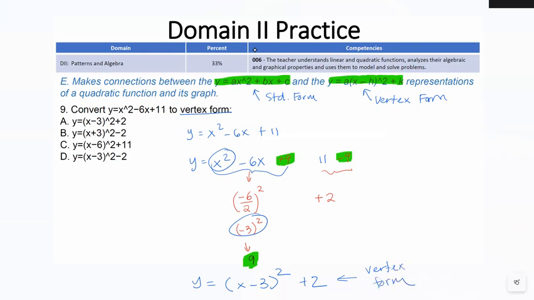Okay, let's look at the answer. X minus, this is minus, minus, plus 2. So the answer is letter A. This one is minus, so it's not the answer. All right, the next question.